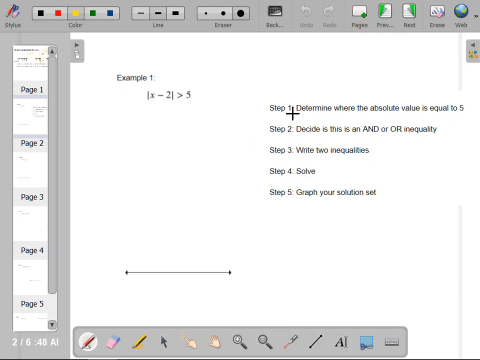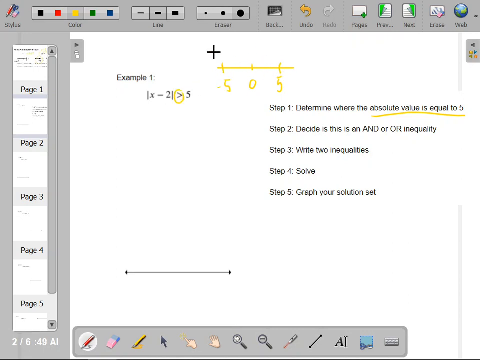So the first thing we're going to do for this problem is decide when the absolute value equals 5. We're just going to ignore this and say, when is the absolute value of this number 5? And I like to draw a little helper number line. So if this helps you, then do it. But I'm very visual. So I want to figure out when the absolute value is 5, and that's 5 and negative 5. We just talked about that.